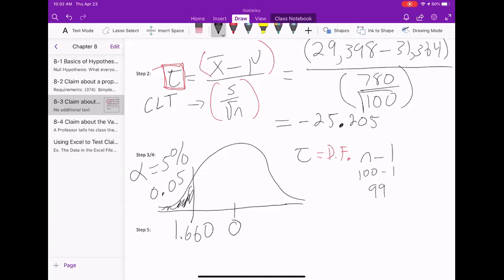It's on the left of the 0. So which means this critical value should be a negative? Negative 1.660.